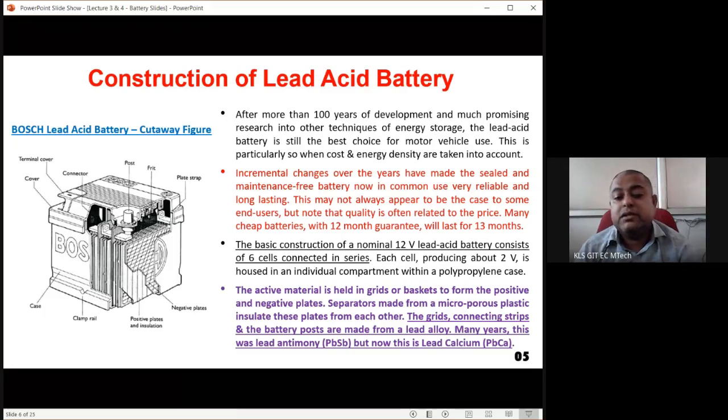For many years this was antimony. So Pb-Sb, lead and antimony, they were combined. Sb is for that. Posts were made of that, but nowadays they are using lead calcium, Pb-Ca. So evolution is continuously happening. You can see at the top of the slide that over the last 100 years development is happening in this lead acid battery. So from lead antimony, now we are using lead calcium. There are a lot of underlines in this slide. Please go through, and if they ask the construction of lead acid battery, these are the things. If you write that, it will be okay.